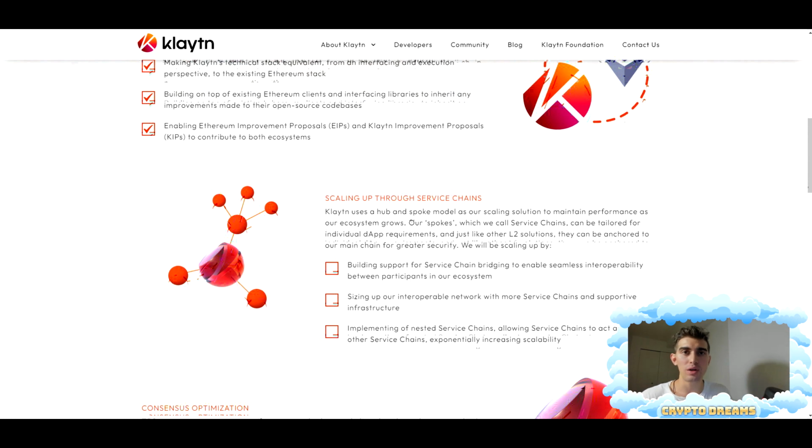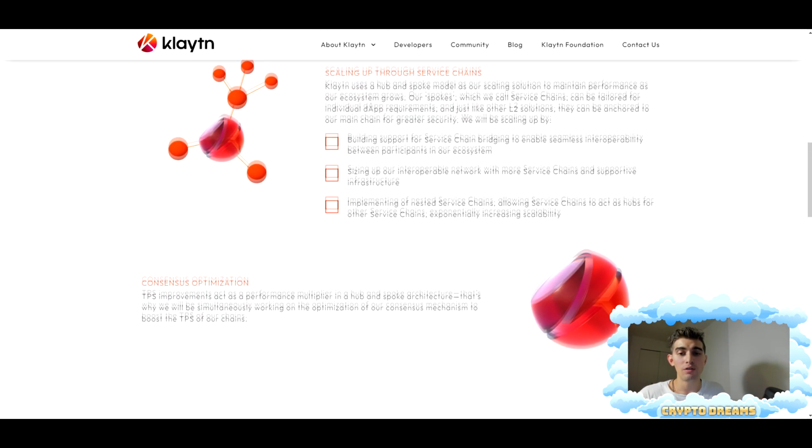And security is basically one of the most important things you have to look for in a project, because if it's going to get hacked, your money can go away real quick. So we will be scaling by building support for service chain bridging to enable seamless interoperability between participants in our ecosystem. And they're going to be implementing the nested service chains, allowing service chains to act as hubs for other service chains, exponentially increasing scalability. So you can see how they're trying to build scalability here in a very smart way.